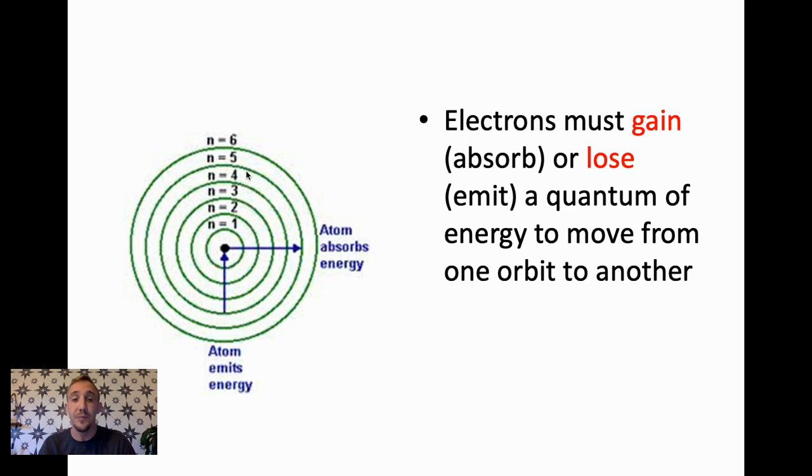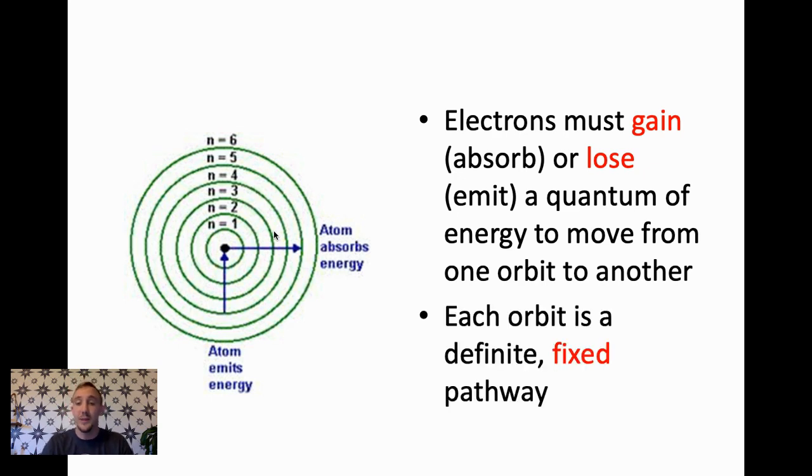When it loses energy, an electron drops energy level. It may be at energy level 5 and drop to a 3, or drop to a 2. As long as it's going down in energy level, it's emitting a quantum of energy.